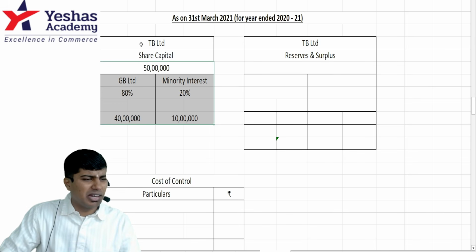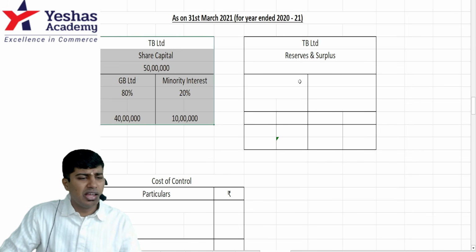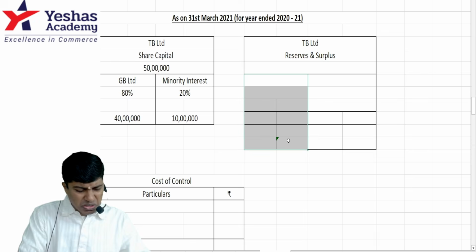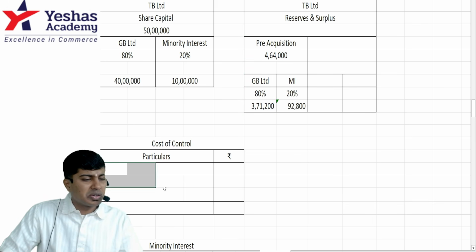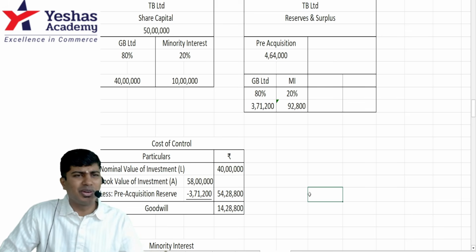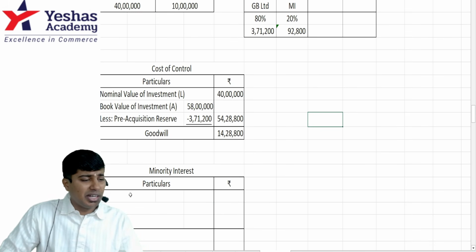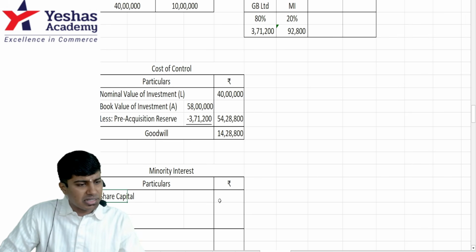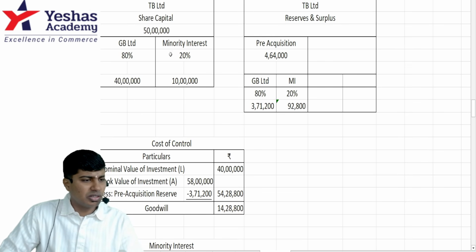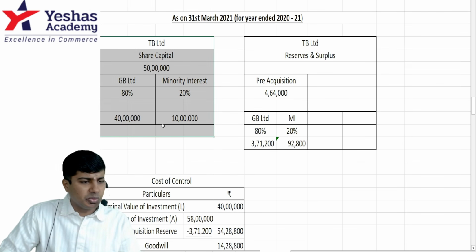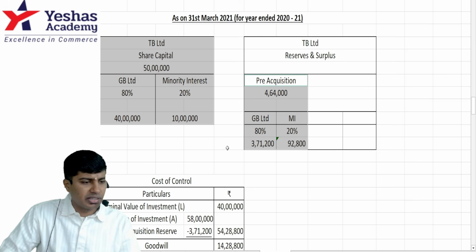Sir, do you have to write again? You don't have to write again actually. And pre-acquisition reserves, same to same. Sir, do you have to write again? No. Cost of control, same to same. Do you have to write again? No. Minority interest, share capital, same. Pre-acquisition reserve, same. Understood? Yes, this much not new. Everything I'll make it yellow, saying that not new.